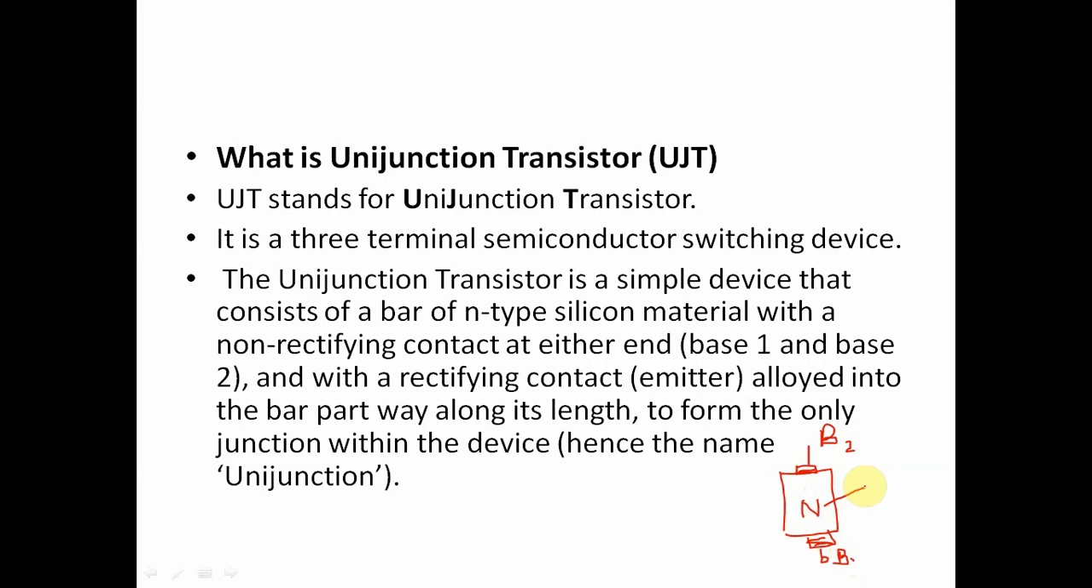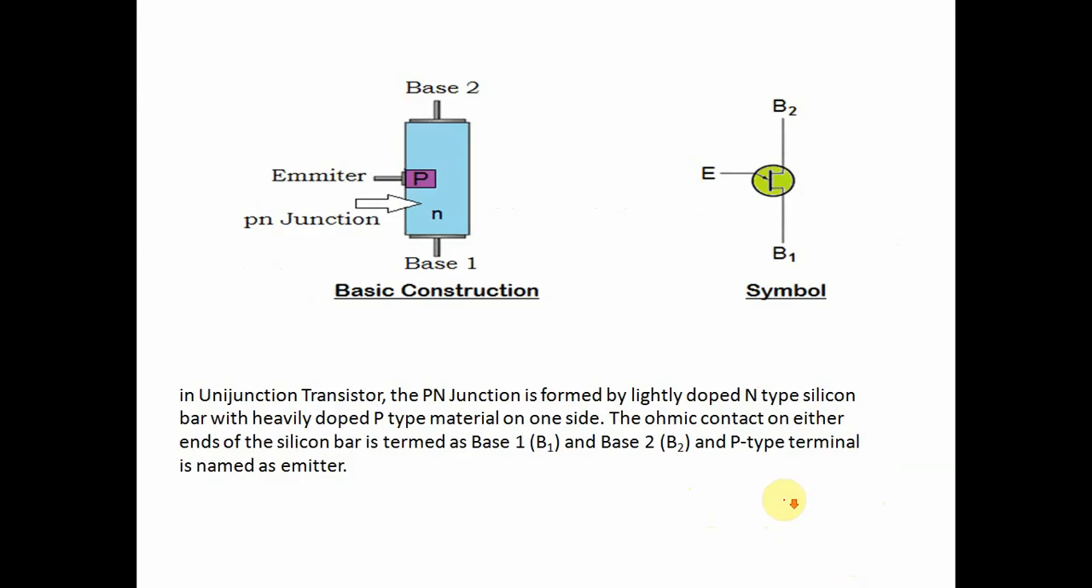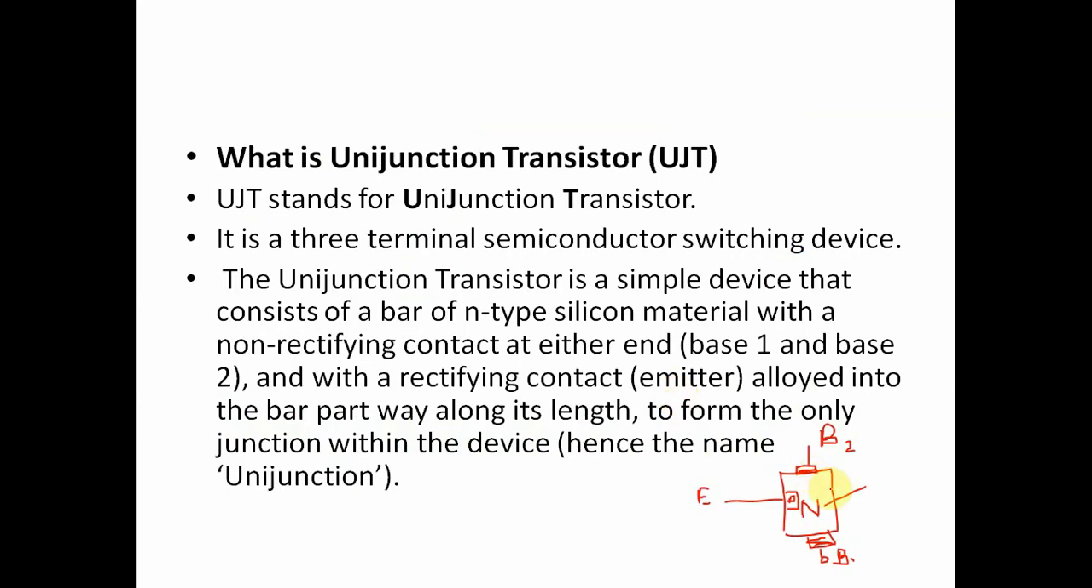The n-type silicon bar is lightly doped, and in the n-type silicon bar a P region is present, and in between there is an emitter junction. The emitter is connected with the P-type semiconductor. Here only one junction is present, in between P and N. This is the only one junction, so it is called the unijunction transistor.